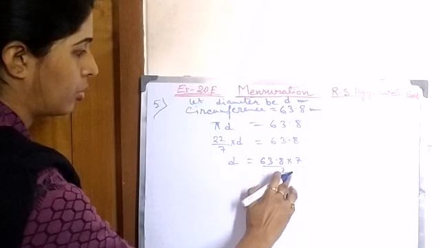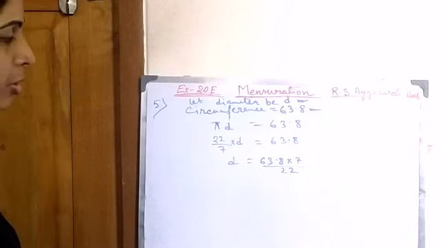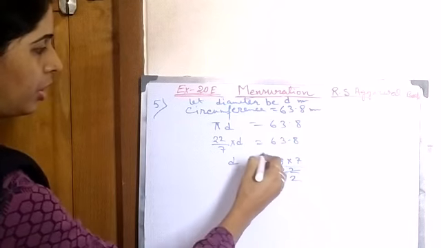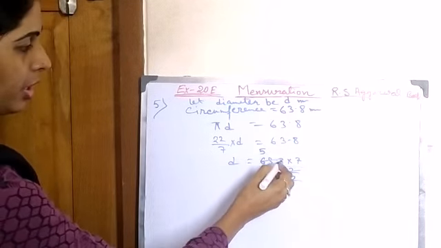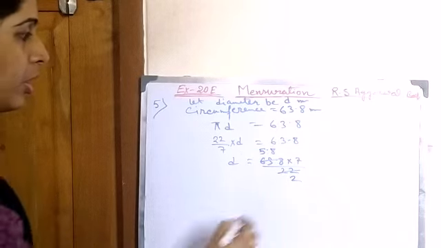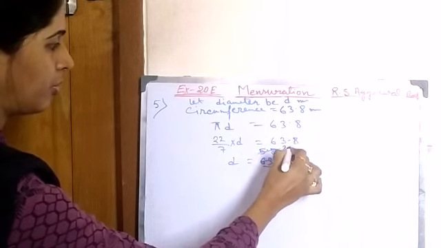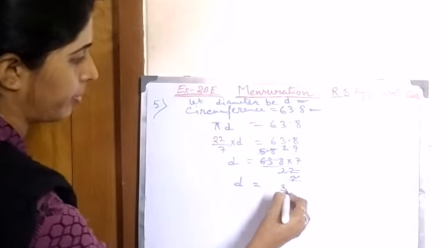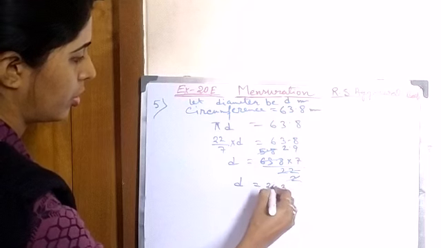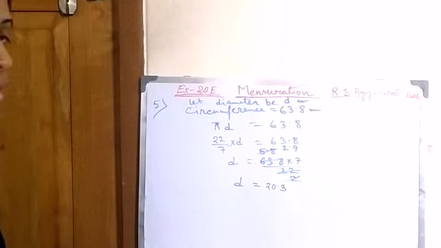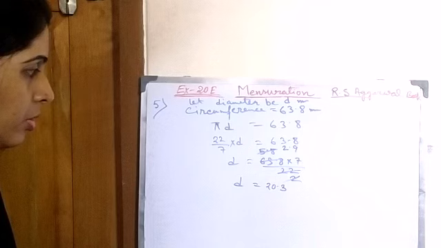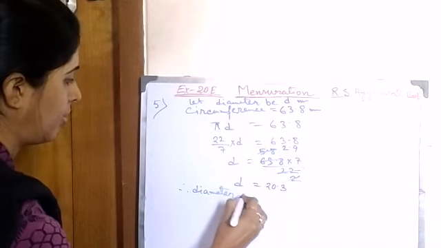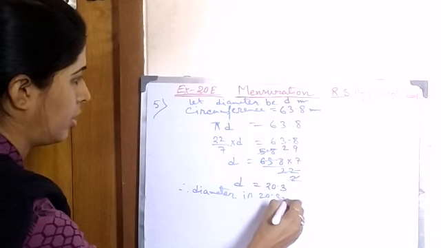Sorry, 22 is this. Now by 11 this can be cut. 11 2s are 22, 11 5s are 55. Next by 2 it can be cut, 2 2s are 4. Now by 7 it can be multiplied, giving 20.3. Therefore the diameter is 20.3 meter.